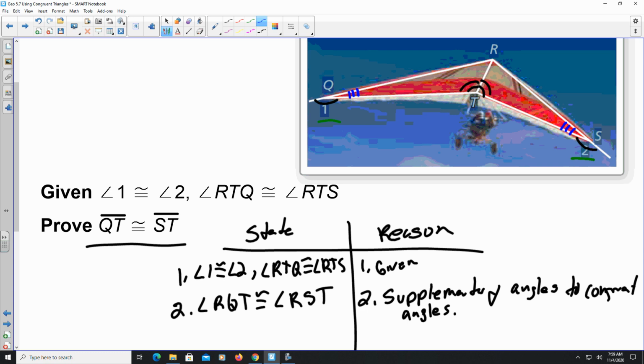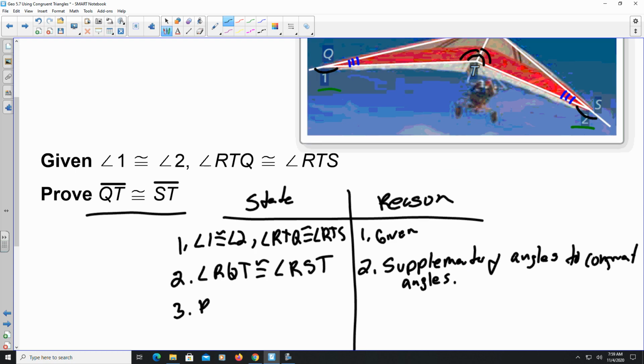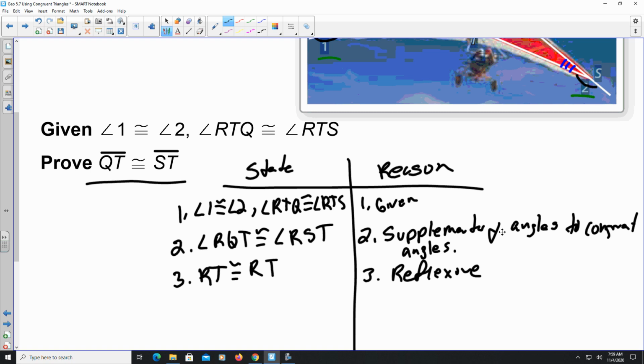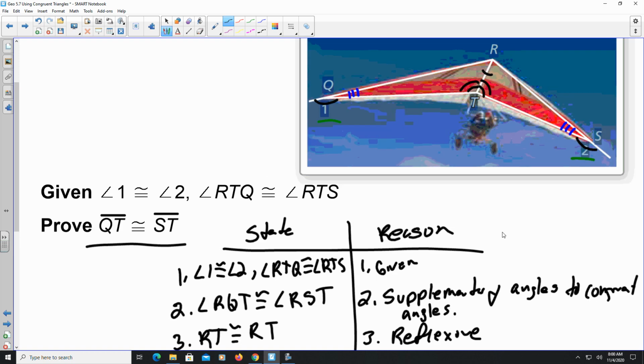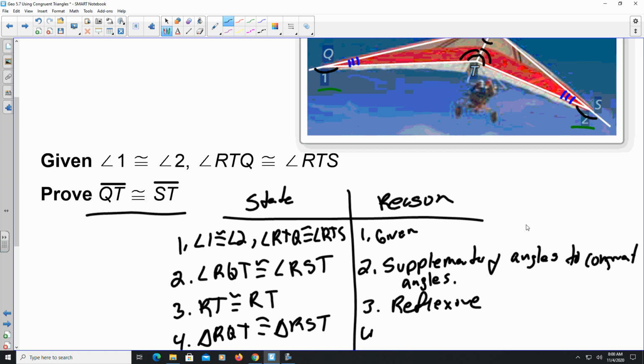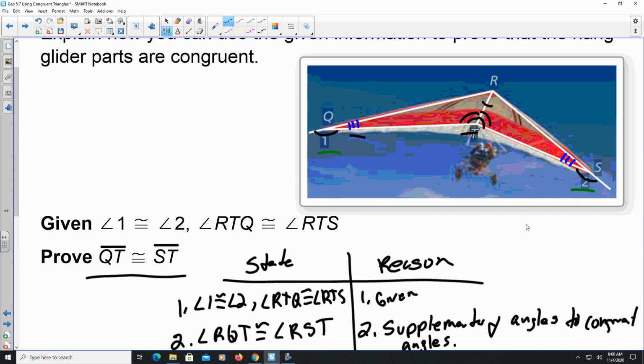Now I can say that RT is congruent to RT due to the reflexive property. And so I have all the information to show that triangle RQT is congruent to triangle RST because of angle-angle-side.